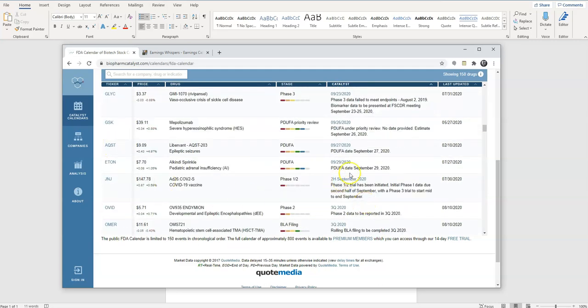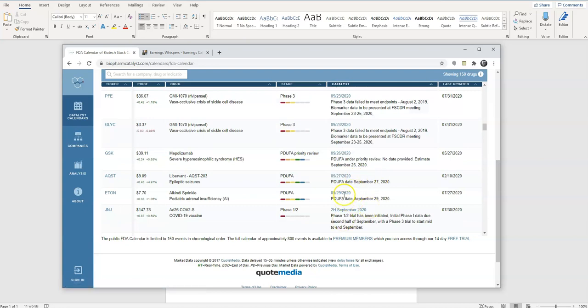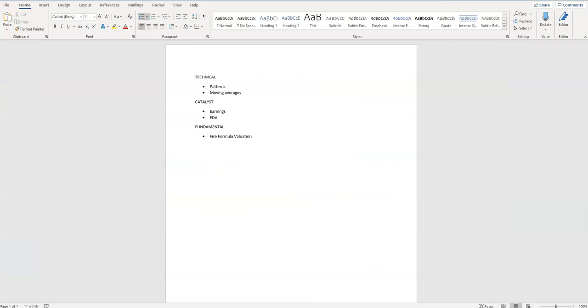So for an example, Johnson & Johnson, not a good example because they don't have a specific date, but GSK, if it was cancer related, that's good too. September 26th, we have a date, we have the drug, and we're looking for that to get bought up leading into this event. Okay. Now, the last one I'm going to do is the FIRE formula.